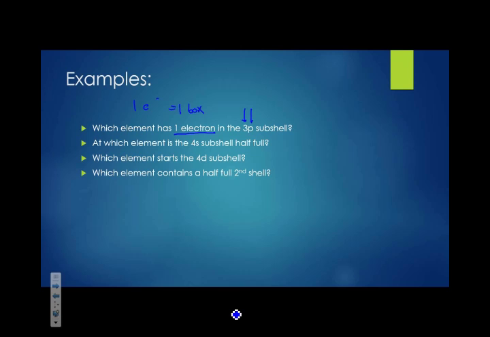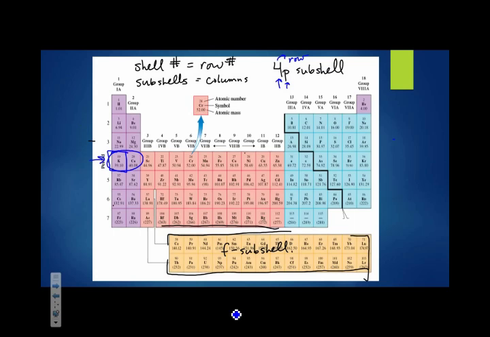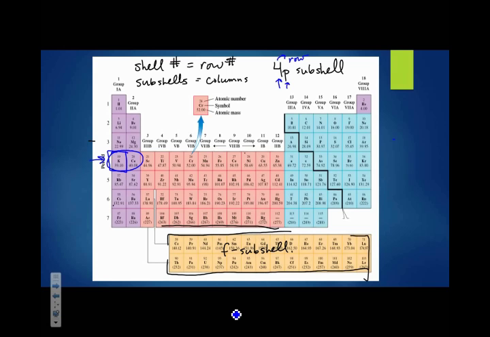Which element starts the 4d subshell? Well, if we're looking at the 4d subshell, then we must be looking at the 5th row, because 4d would be 5 minus 1. And so that would be the 5th row. Here's the D block, and there's the first element, which is yttrium.